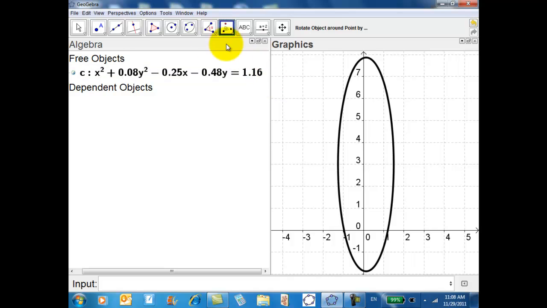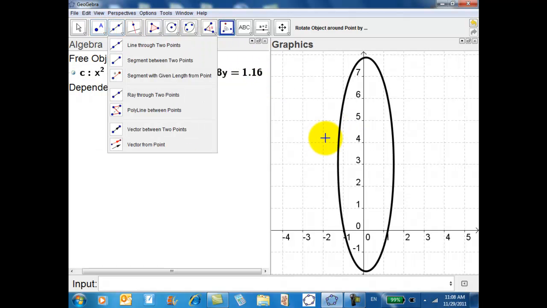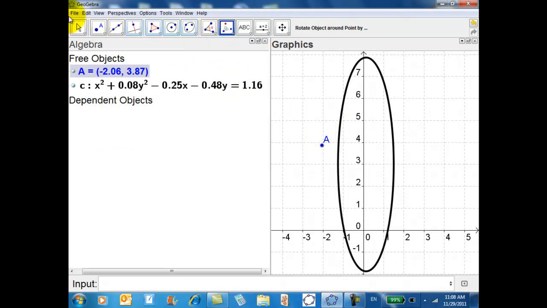So let's try and rotate it about some point. So we need a point out there somewhere. There's our point, A. Okay? And it's a free point. That's good. And now we're going to try and rotate. Notice it's not at the center of the conic section. It doesn't have to be.